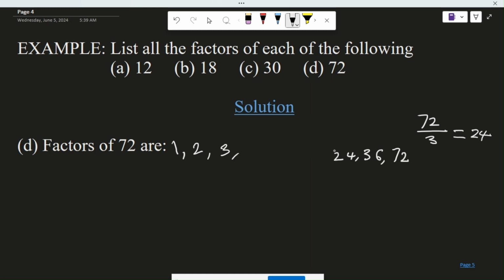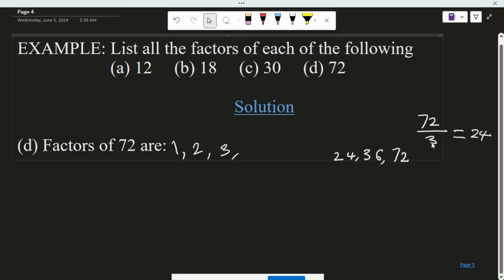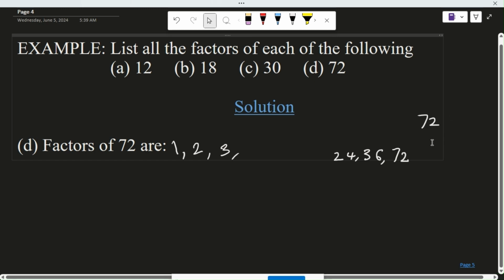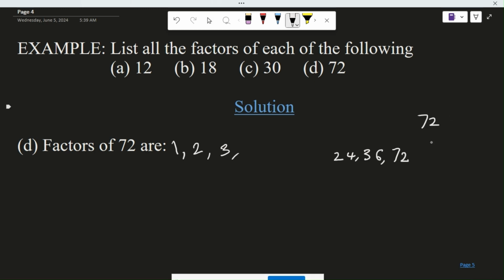Then the next one after 3 is 4. Let's try to use 4 to divide 72. So 72 divided by 4, our answer will be 18. Then we'll write down the 4 and 18. 4, comma, then we have 18.